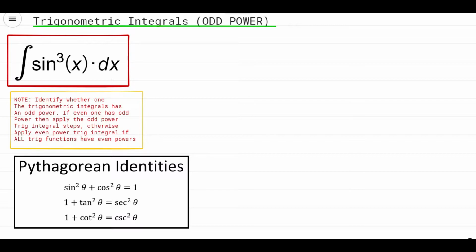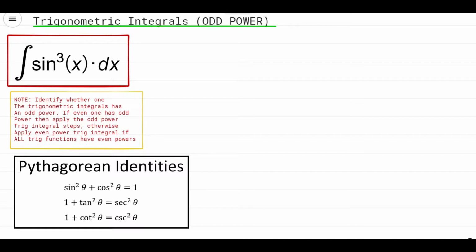If even one of the functions has an odd power, then we apply the odd power trig integral steps. Otherwise, if they're all even powers, then we apply the even power trig. So in this case, sine cubed, that's an odd power, so we're going to apply the odd power trig integral steps. So when we do that, we have to use the Pythagorean identities.